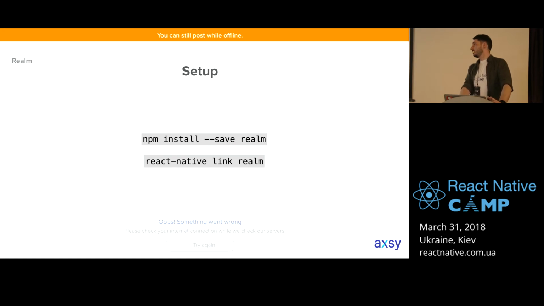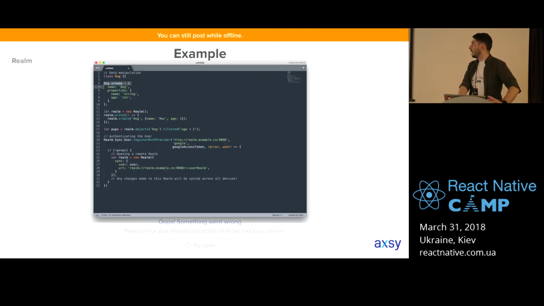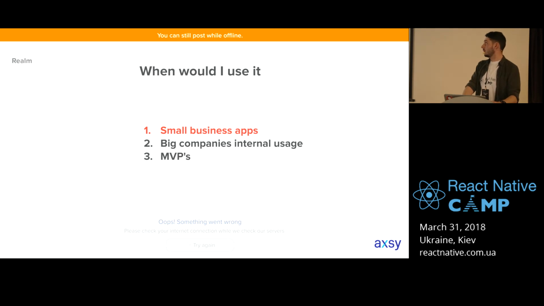It's very easy to set up. npm install Realm, react-native link Realm, and you're done. And you can create an object. Unfortunately, you can't see it, but this is a doc object, a doc class. So you're creating a schema, then you're writing some data with this schema, and registering your Realm server with some URL, and that's it. It works. Very easy, very expensive.